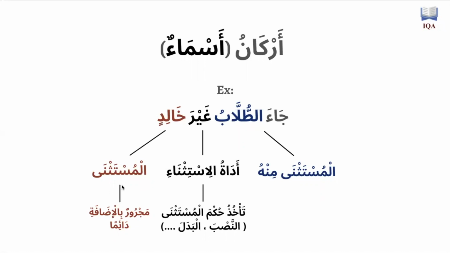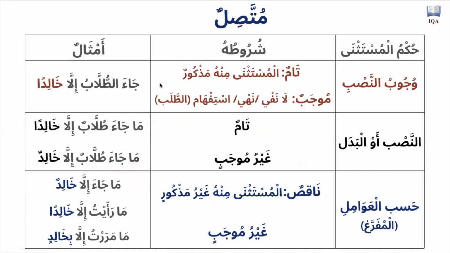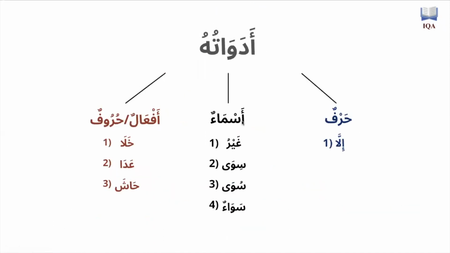In terms of khalid, the mustathna is majrur bil idafati da'iman. The mustathna is always going to be mudaf ilayh. And the adat istithna is going to take all this stuff that we talked about in the previous slide, in terms of it either having to be mansub or having to be badal and so on and so forth. So that is how the nouns function.